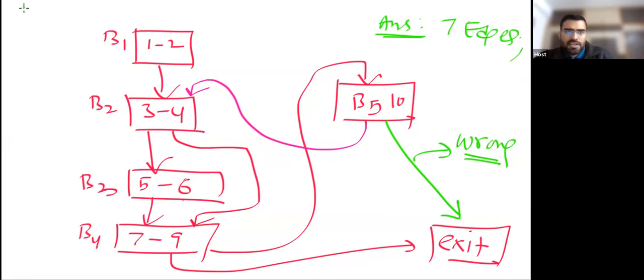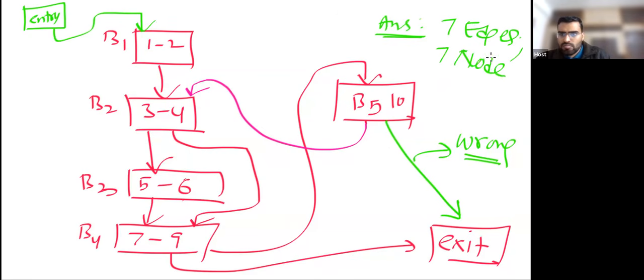Okay, and you can notice there is an entry node. Okay, so 1, 2, 3, and 5, 6, 7. 7 nodes. Sorry, how many edges will be there? Can anyone tell me how many edges? 1, 2, 3, 4, then 5, then 6, then 7, then 8. 8 edges will be there.